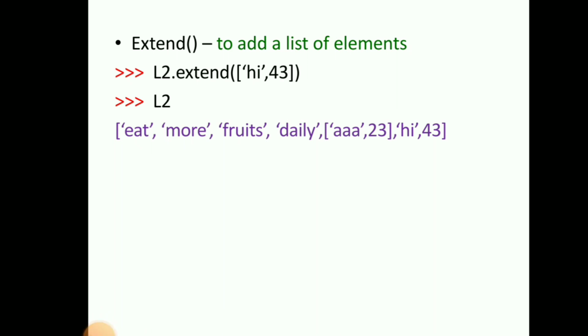For example, L2 is the already existing list. If you want to add one more list which contains the elements high and 43, you can use the extend function. L2.extend, you can add another list inside the extend function. Now you get the output as eat more fruits daily, and another list, high and 43, is added at the end of the list.